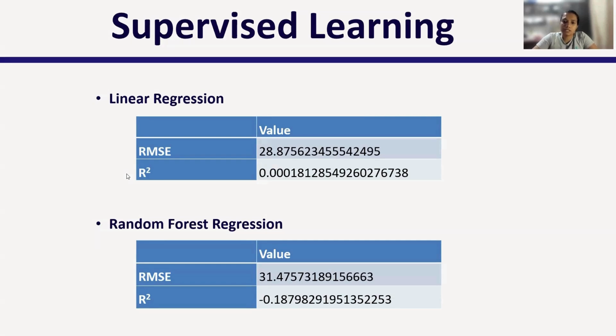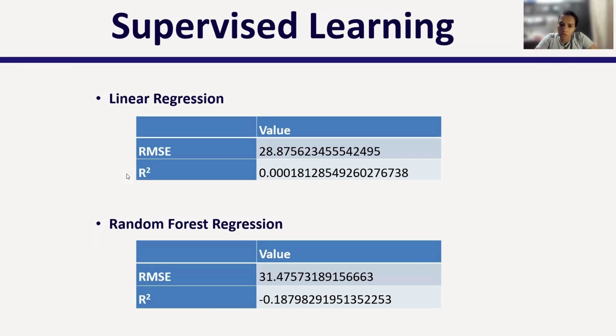Next, about the results we got from supervised learning. Under supervised learning, we used linear regression as well as random forest regression. Under the linear regression, the RMSE value was 28.88, which means the RMSE measures the average difference between the predicted values and the actual values. On average, predictions are about 28.88 units off from the actual values.